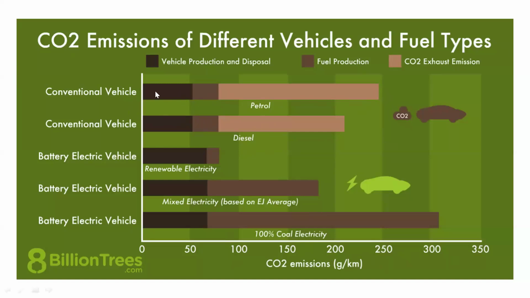Now this one, the horizontal line gives vehicle production and disposal. When you produce a vehicle, it has 3 phases: vehicle production and disposal, fuel production, CO2 exhaustion. So running time and production time. For battery electric vehicles, CO2 emission is reduced, but the battery components are going to pollute once you dispose of them.